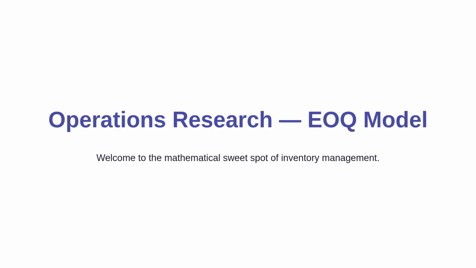Welcome to Operations Research. Today, we are diving into the Economic Order Quantity, or EOQ model. Imagine you run a coffee shop. If you buy a year's supply of beans at once, you save on delivery, but need a massive warehouse. If you buy daily, you save space, but delivery fees will bankrupt you. How do you find the perfect balance? That is exactly what EOQ solves. Let us learn how to find this mathematical sweet spot.